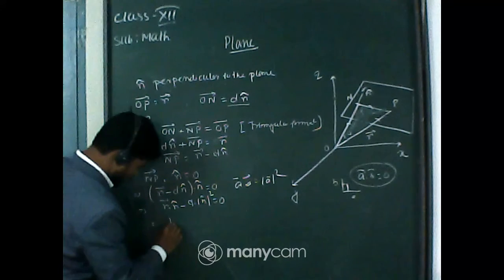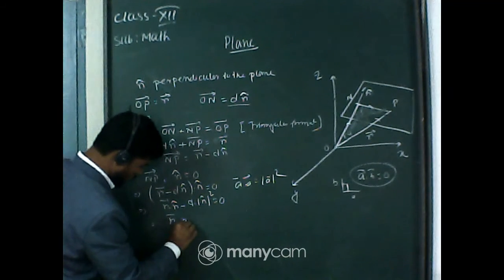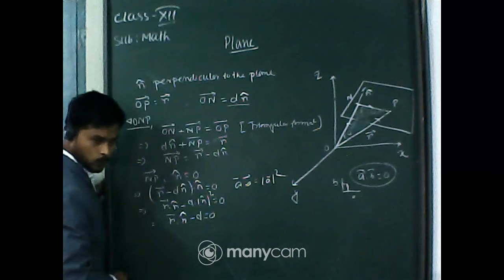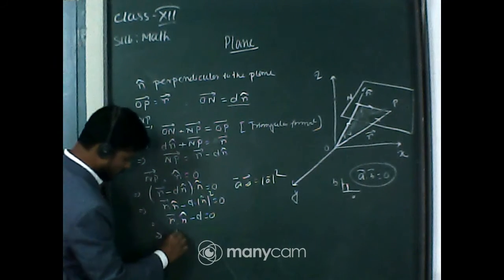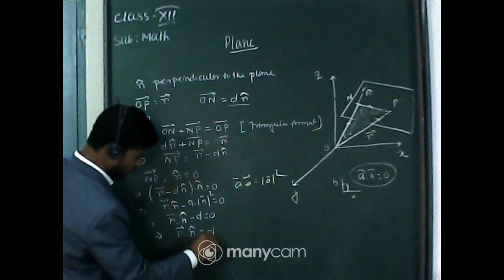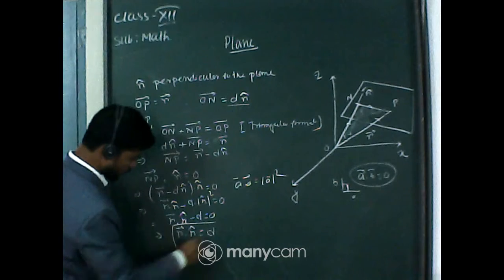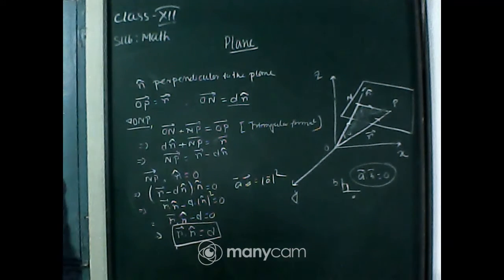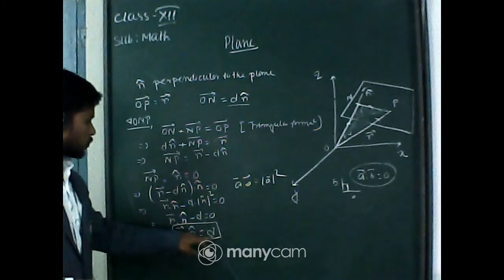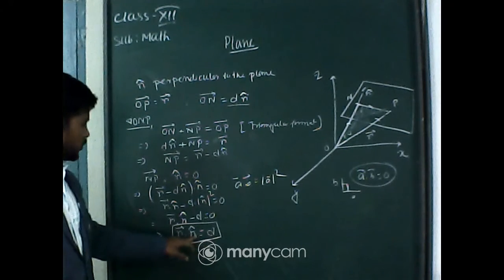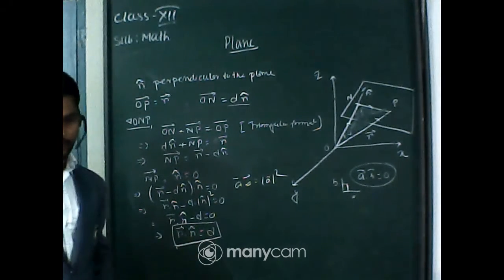That means R vector dot n hat vector minus d is equal to 0, which implies R vector dot n hat vector is equal to d. So this is the vector equation of a plane. This is the vector equation of a plane whose distance from the origin is d unit and the unit normal vector is n hat vector.